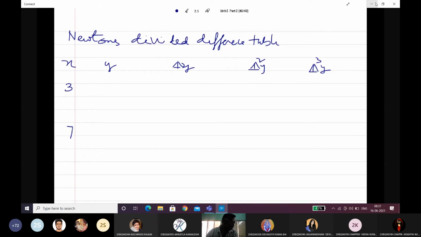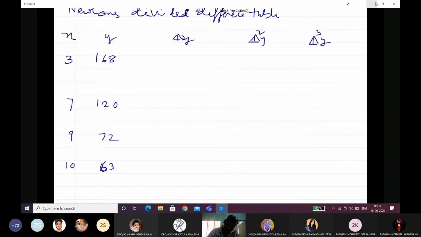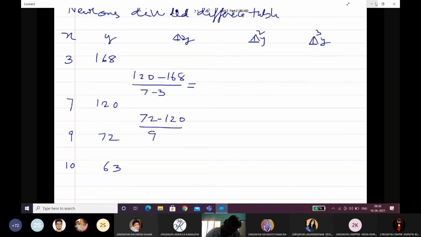7, 9, 10. Okay. Corresponding y values: 168, 120, 72, 63. Okay, first one: 120 minus 168 by 7 minus 3. Next one: 72 minus 120 by 9 minus 7. Third one: 63 minus 72 by 10 minus 9.